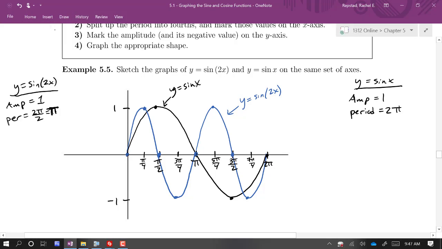So multiplying by a number bigger than 1 inside the function, as we've done right here, means that I'm going around the circle faster, and I can fit more periods in the same length. It squishes it together horizontally. You could sort of imagine it's almost like an accordion, squeezing it together, we get more waves in the same period.